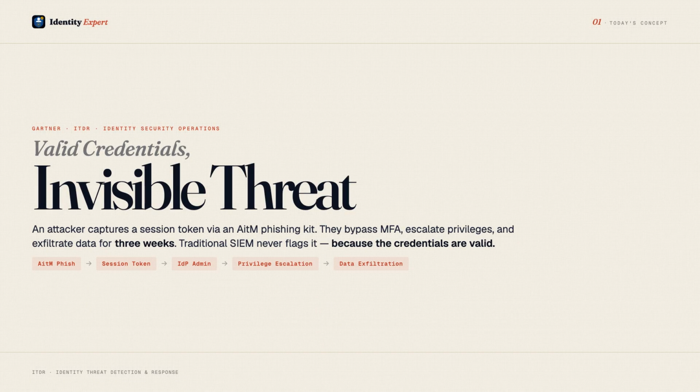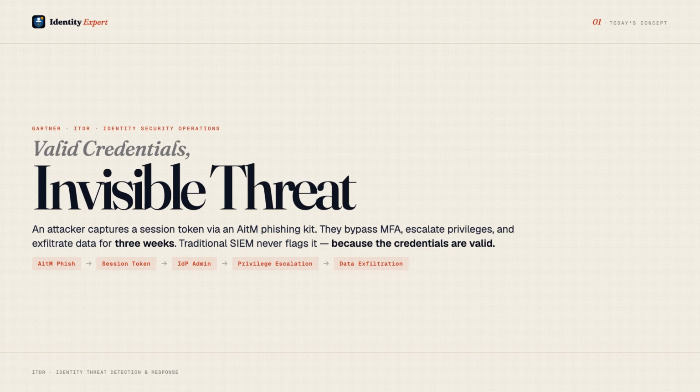Here is the scenario. It is a Tuesday morning. An employee at a financial services company receives a perfectly crafted email that looks exactly like their corporate single sign-on page. They click the link and enter their credentials. An adversary-in-the-middle phishing kit sits between the employee and the real IDP. It captures the session token after the employee completes legitimate multi-factor authentication.